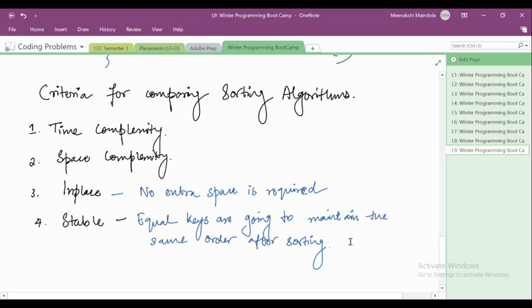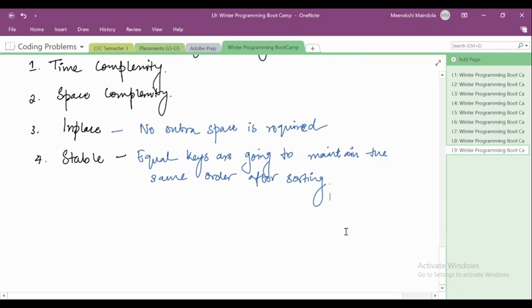Obviously there are more criteria with which you can compare sorting algorithms. For example, you have the cache performance: what is the cache performance of a particular sorting algorithm? There is the number of memory writes and the number of comparisons that you can consider for a sorting algorithm. But for now, let us consider only these four criteria, and based on this, we are going to begin with looking at bubble sort.